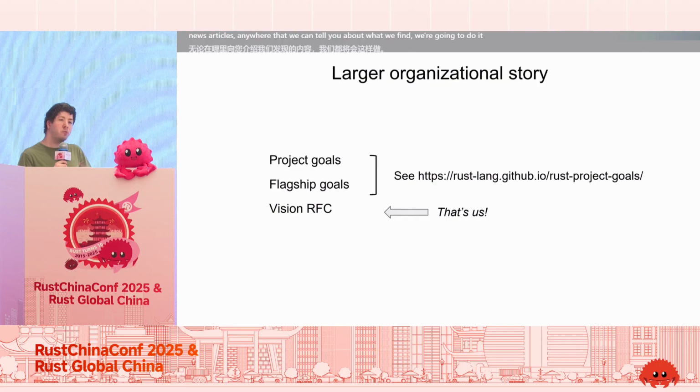And this is all part of a bigger story. So the past year and a half, the project has been undertaking this process called project goals, where we basically say, okay, here's the work we want to do in the next 6 months. And that helps, but it's sort of a short-term goal. And so the vision doc is part of the work to try to think about the 10 years, right? Where does Rust want to be in 10 years and how do we get there?